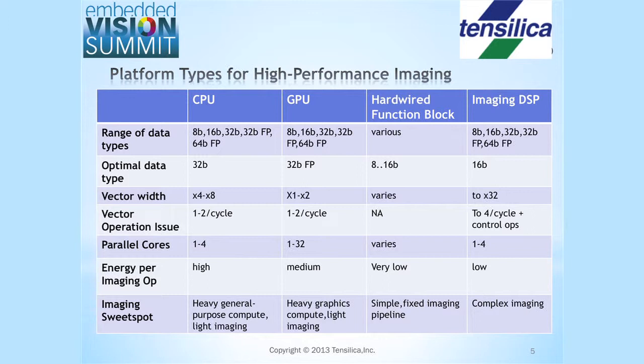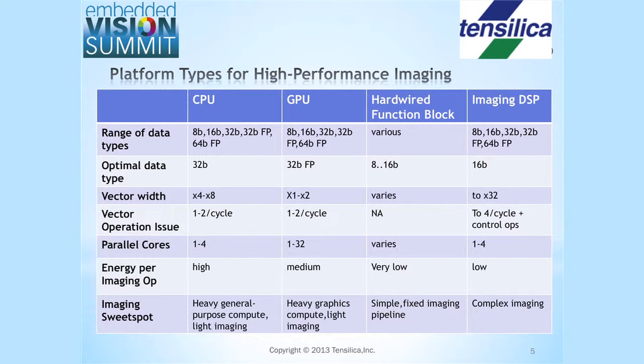They do support some vector operations, SSE, NEON, that gives you modest degrees of parallelism there. And you typically have some basic multi-issue. And these cores are big, so you don't get that many on a chip, 1 to 4 cores. They tend to be pretty high energy per imaging op. And the sweet spot is when there is either a lot of control compute that needs to be done relative to the imaging compute, or where really you care much more about the ease of migration than you do about efficiency.